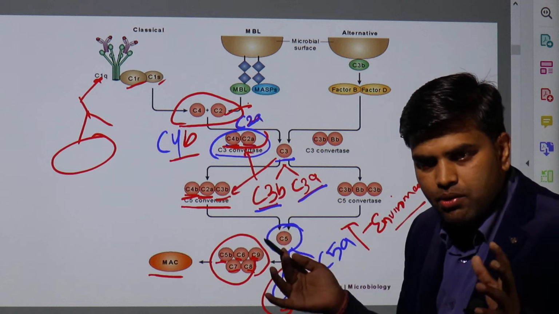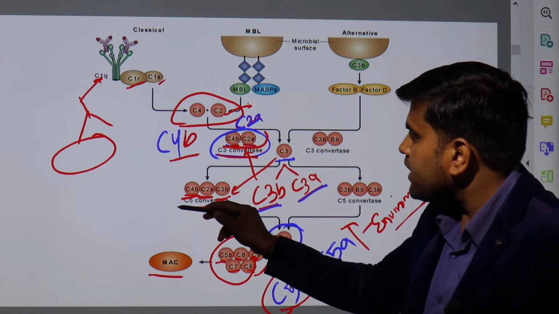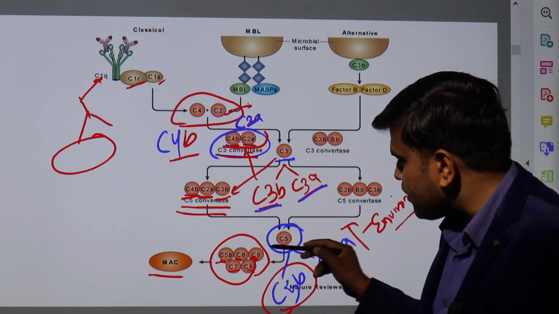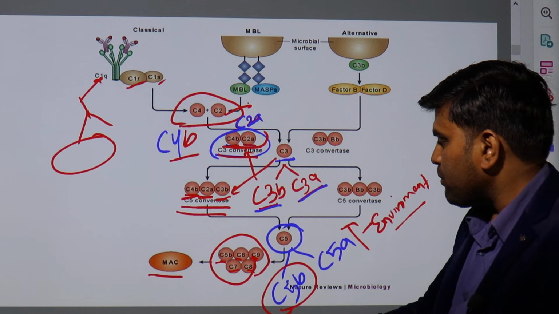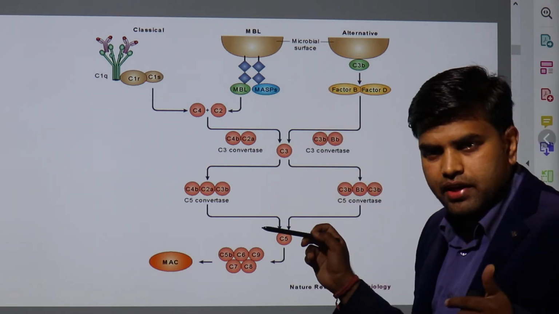Then they come down and form a complex that becomes another enzyme. So initially they form a C3 convertase that again converts into C5 convertase. They will convert this C5b and form the membrane attack complex. Similarly, there is the mannose binding lectin pathway.